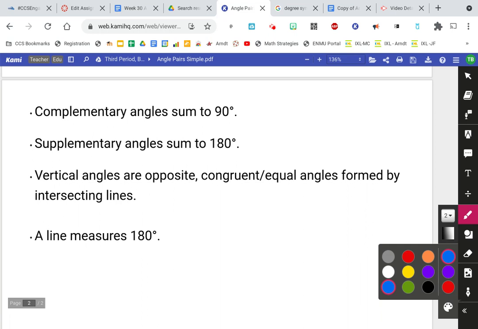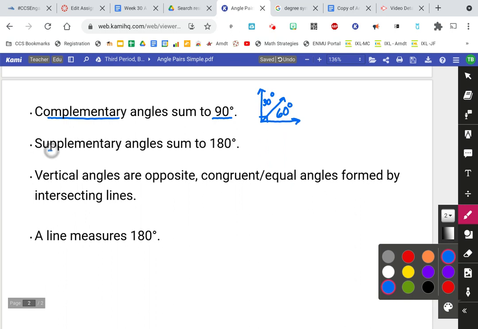Let's remember that complementary angles have a sum of 90 degrees. Complementary angles can look something like this. And a lot of times you'll see a little square here in the corner. That means 90 degrees. And so if this angle equals 30 degrees, then this angle over here would equal 60 degrees.